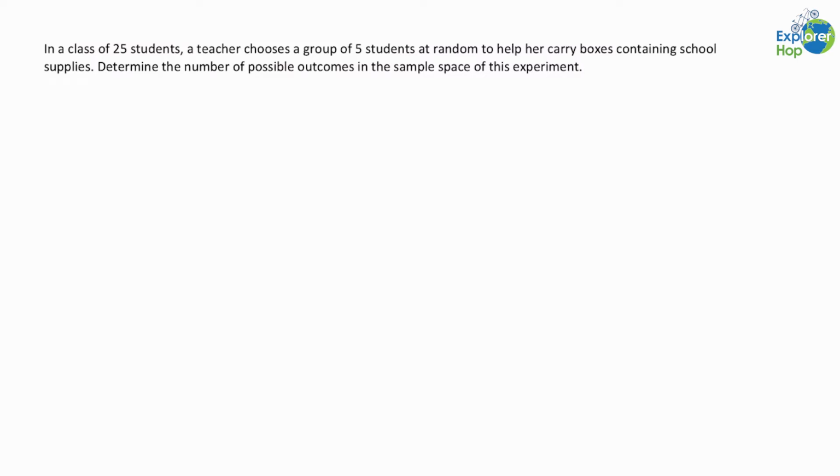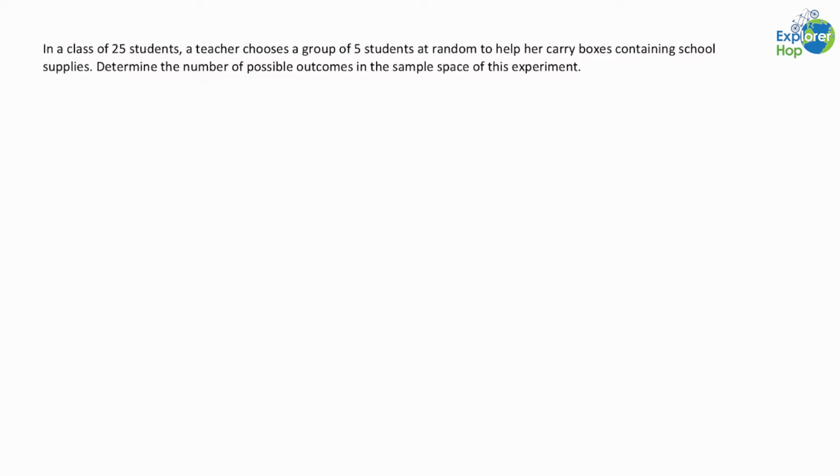We can see that since the teacher is picking a group of 5 students to help her, then we can assume that the order of those students is irrelevant. So to find the number of possible outcomes in the sample space, we just need to find the number of possible groups of 5 students that can be chosen from a total of 25 students. This means that we will find the number of possible combinations of 5 students.